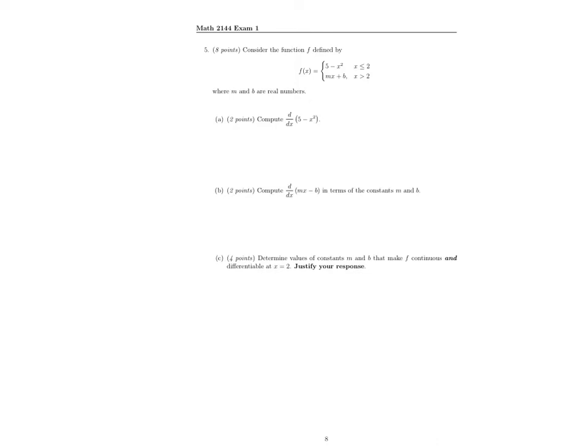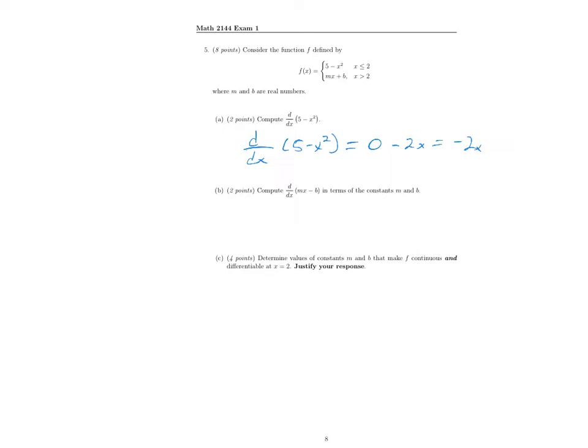So those are just constants that we will maybe fill in later. For part A, we're told to compute the derivative, d over dx of 5 minus x squared. So that's just going to be a power rule. The derivative with respect to x of 5 minus x squared is going to equal, so that 5 is a constant, so its derivative is 0. And then when we apply the power rule, we're going to get minus 2x. So it just equals negative 2x.